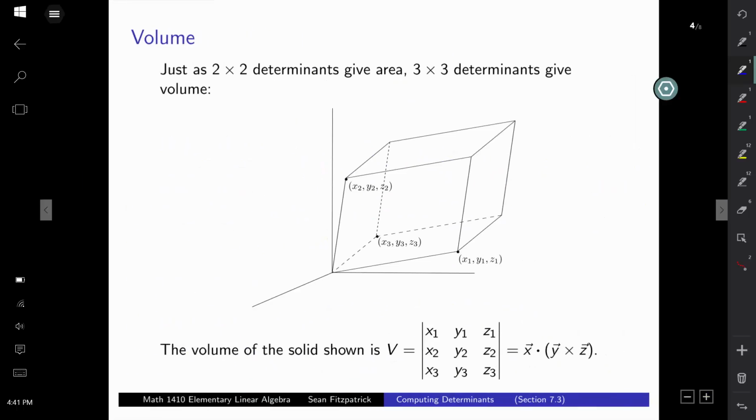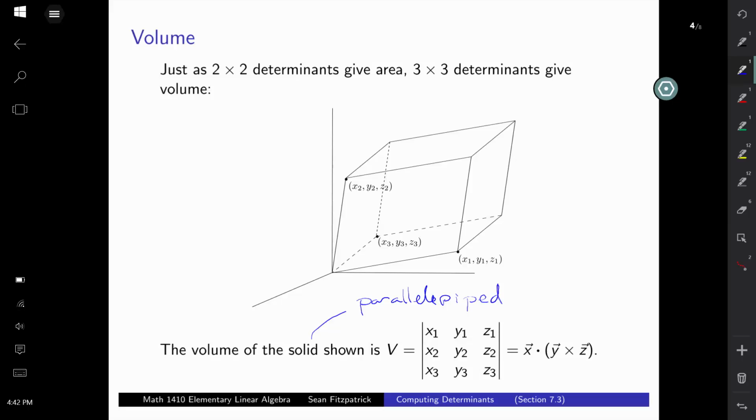Now, just as an aside, we're not going to go through the proof here. We're not going to go through the details. But in the last video, or I guess this was 2 videos ago, we mentioned that 2 by 2 determinants can be used to compute area. A 3 by 3 determinant can be used to compute a volume. So this solid, by the way, has a name. It's called a parallelepiped. I don't know who came up with that name, but that's what they call it.